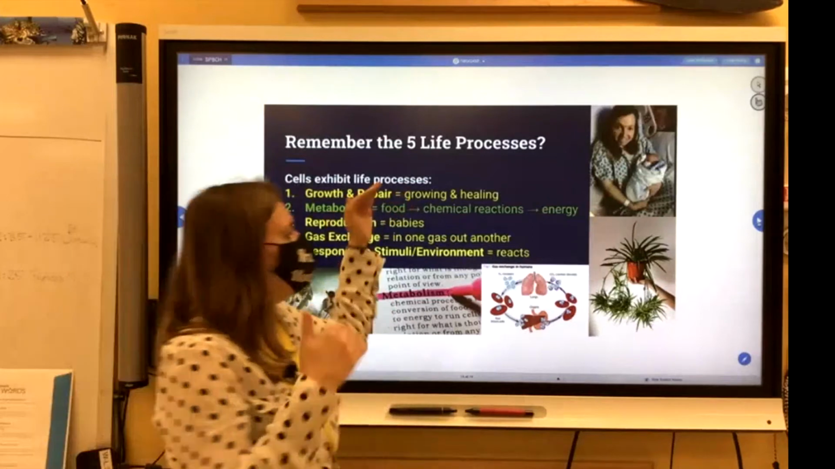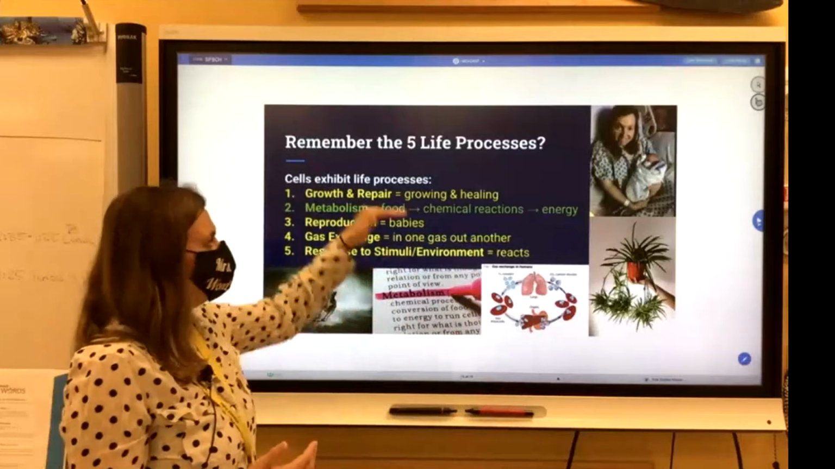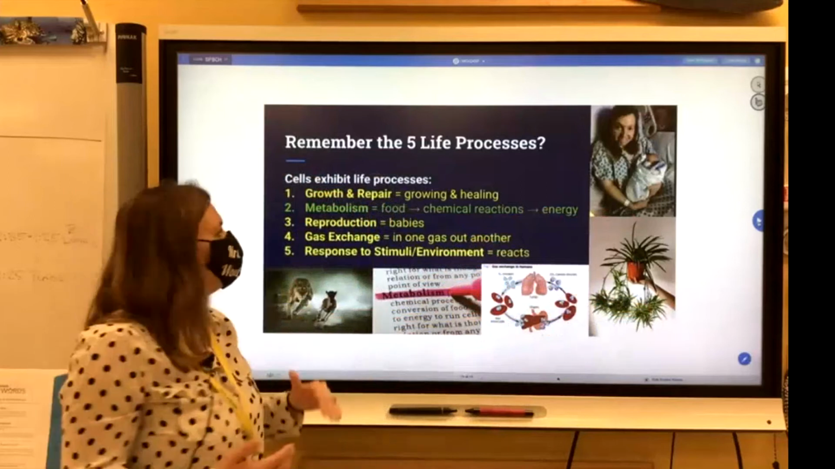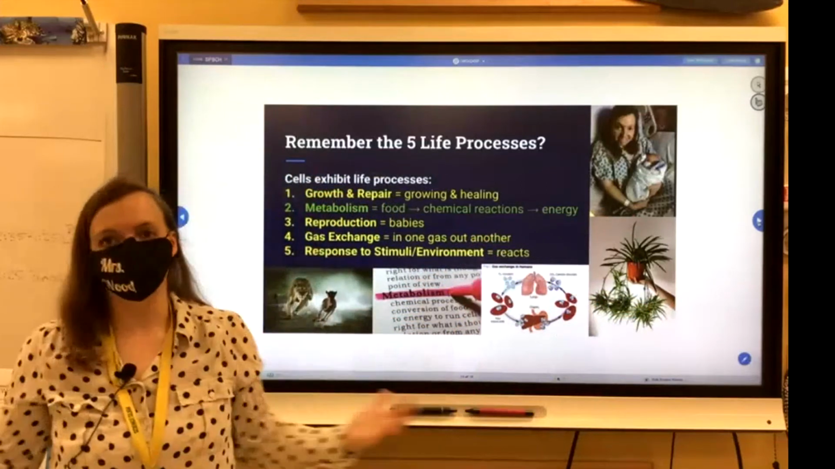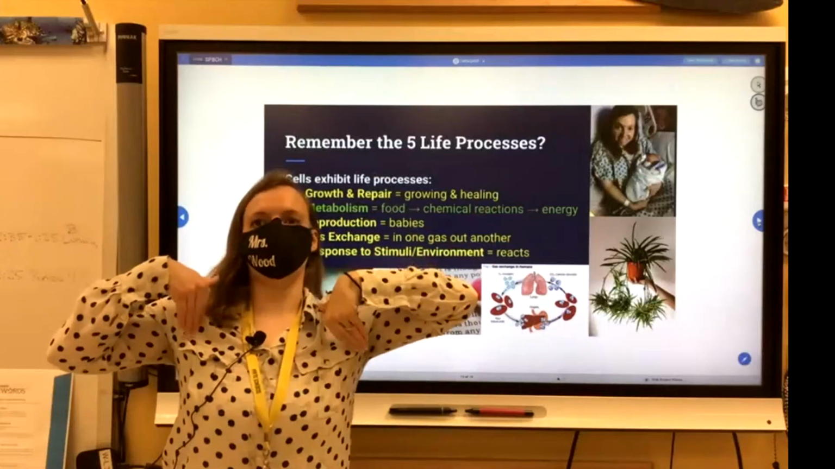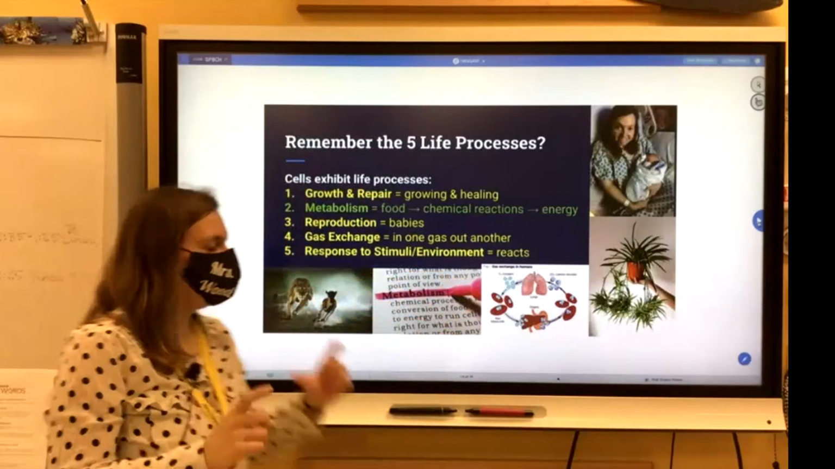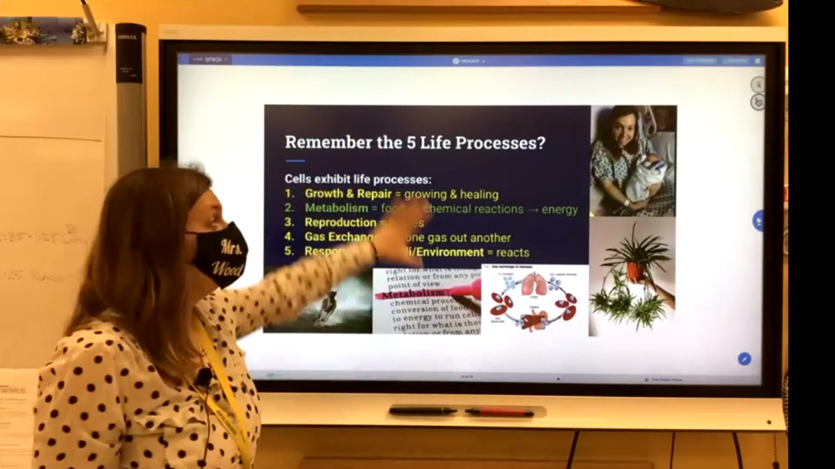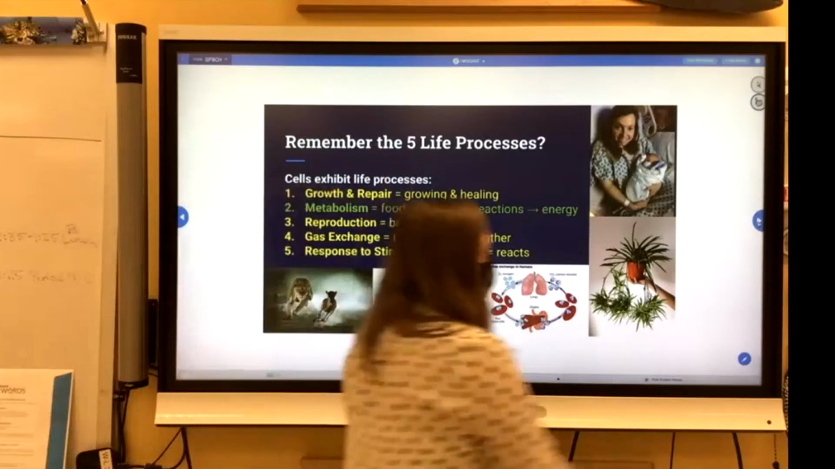That's chemical reactions. An example of one that we normally think about is taking food, doing chemical reactions to get energy out of it. Reproduction, we've talked about that, cell division or babies, making more cells. Gas exchange, one gas in, breathing in oxygen, another gas out, carbon dioxide. And then finally, response to stimuli, or being able to react to your environment. You've got to be able to do all of these to stay alive and to keep the species going.